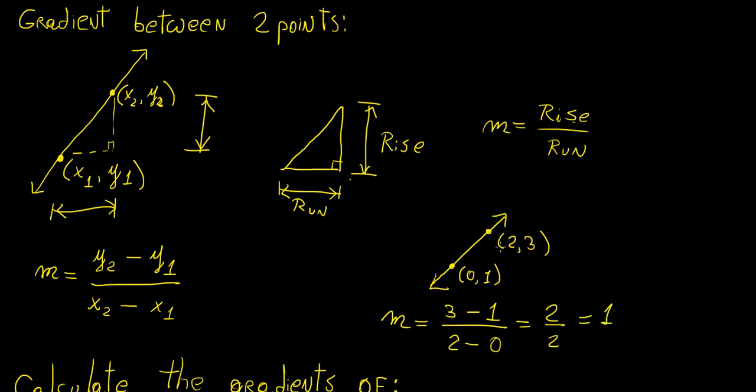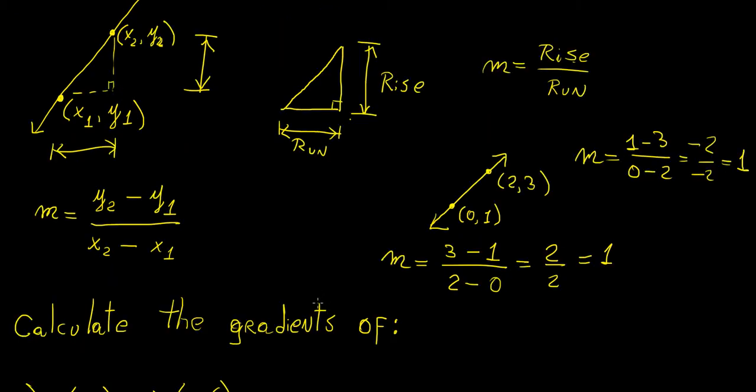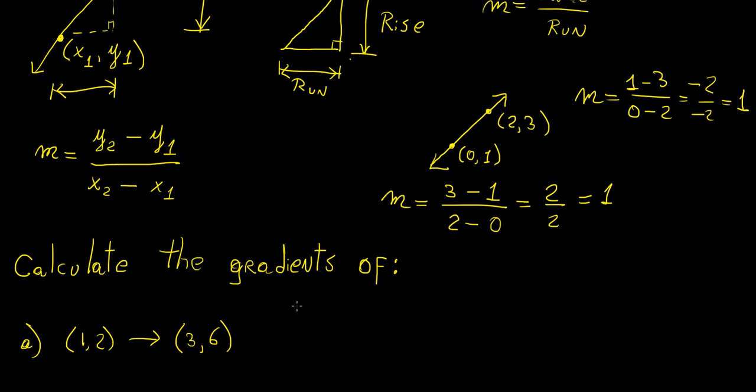And then, if we were to do it the other way around, using the coordinates of the first point first, let's see what we would get. We would get 1 minus 3, and then 0 minus 2. So the top is minus 2, the bottom is minus 2. These two negative signs cancel out, and we get a gradient of 1 again. So as long as you're putting the coordinates in the right place, it doesn't matter whether you do this point minus that one or that one minus this one, you always get the same gradient. Based on that, we can now find a gradient between any 2 points that we want.